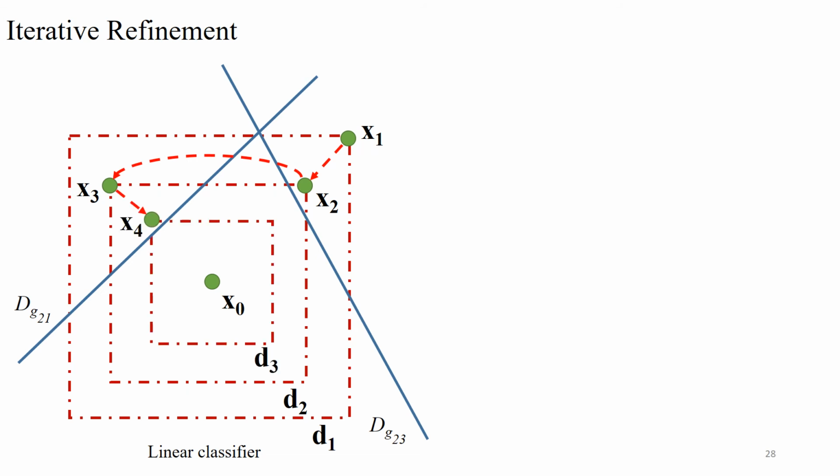Next, by projecting x3 to the smallest possible region around x0, we find x4 at a distance d3. Assume that we cannot find another adversarial example in the region within distance d3 from x0. Our technique returns x4 as the adversarial example with the lowest distortion rate we can find.